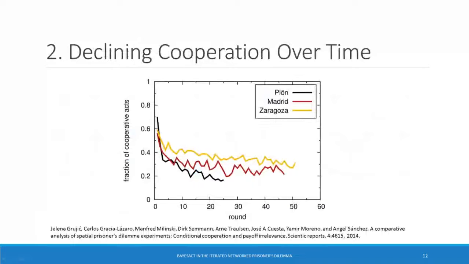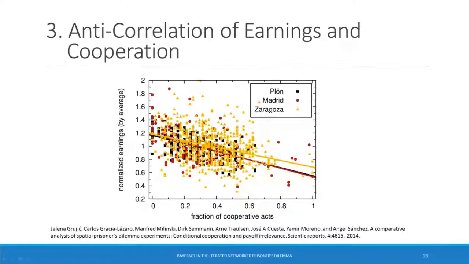Next, we have a declining cooperation over time, and it follows a very particular pattern. It will start off fairly optimistic, fairly high cooperation rates. Their hopes are quickly dashed. And then we see a relatively constant, stable period of play after that. Next, we expect to see an anti-correlation of earnings and cooperation, which is perhaps why their hopes were dashed. Essentially, the more you cooperate, the worse you're expected to do.